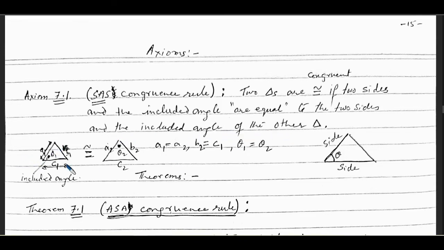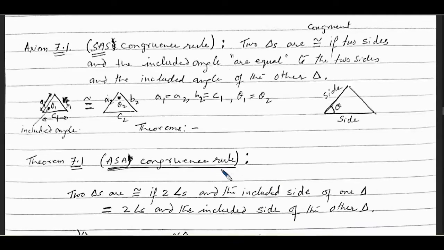That is, if there are two sides and the angle between them, and if there are two sides in the other triangle, where A1 is equal to A2 and B1 is equal to B2, and theta 1 is equal to theta 2. So this is your side, this is the angle, side. If they are the same, then the triangles are congruent.